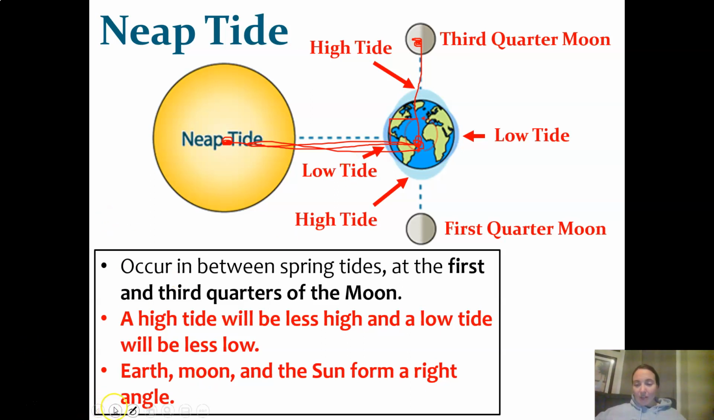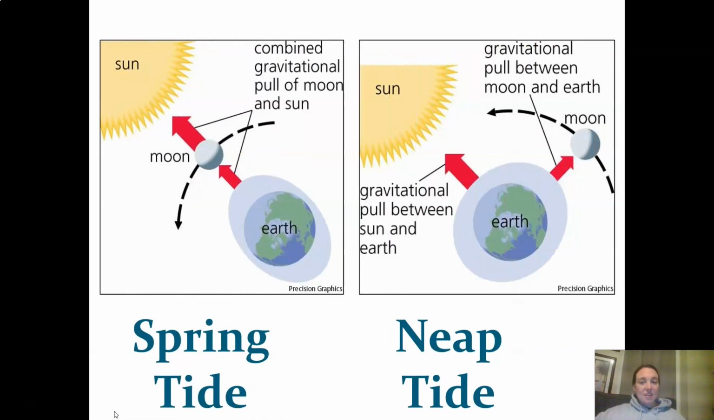Here's one final picture just as a comparison between spring and neap tides. In the spring tide, everything is all lined up. And in the neap tide, you have a right angle.